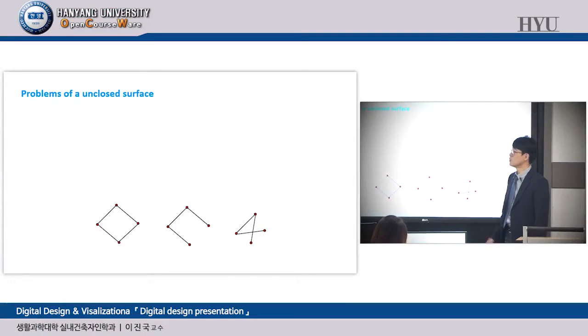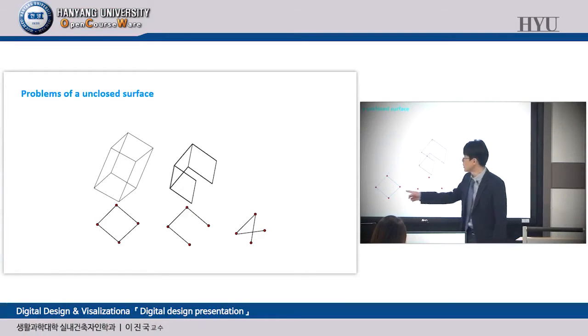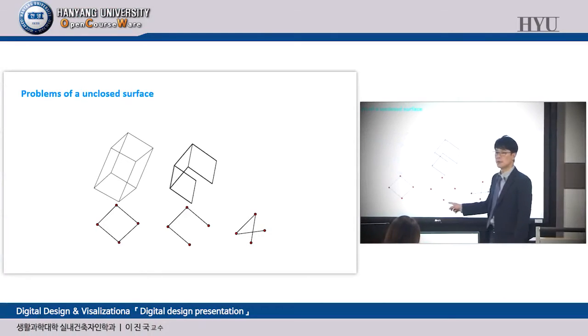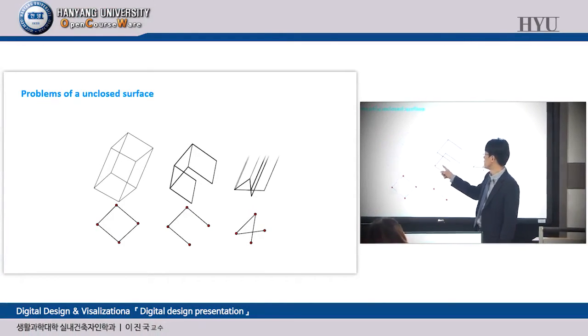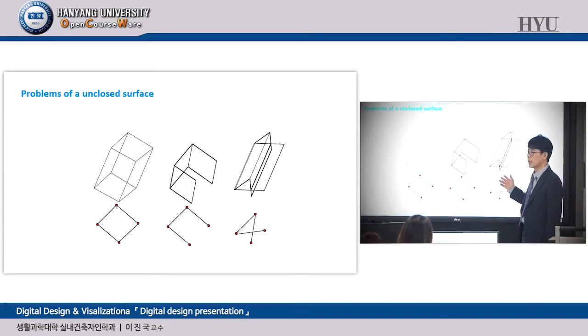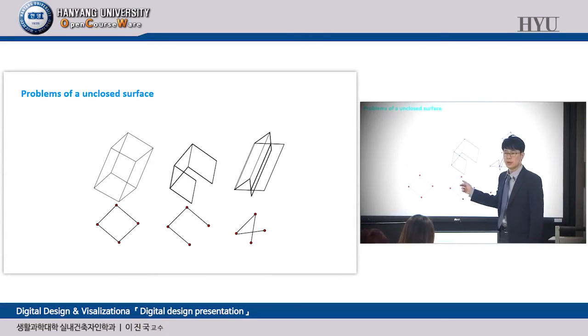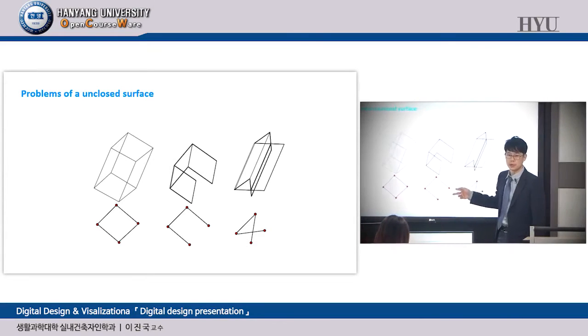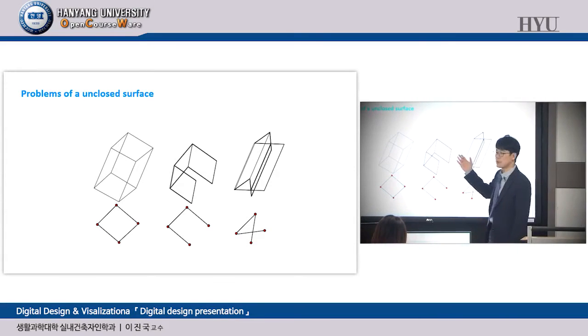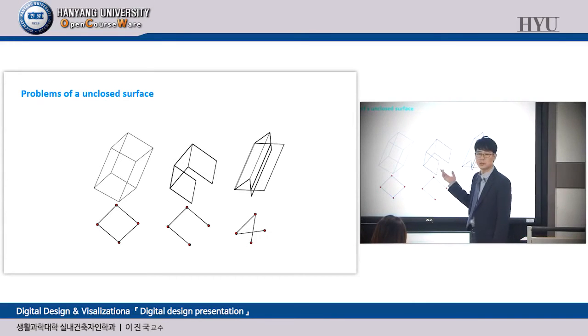Problems of unclosed surface. Let's take a look at those three geometric shapes. When you extrude using this section profile, number 1, 2, 3. Obviously those two are 3D and they are surface-based 3D. They are not solid-based 3D, okay? Because this one doesn't have thickness.